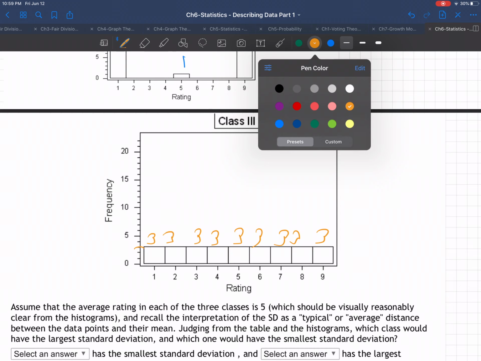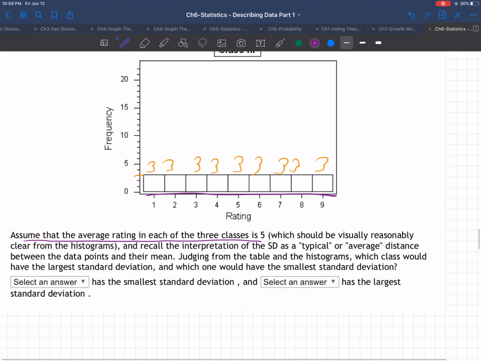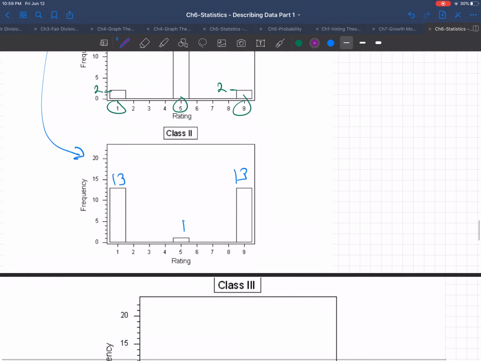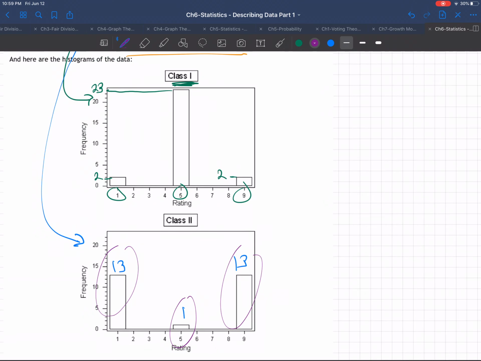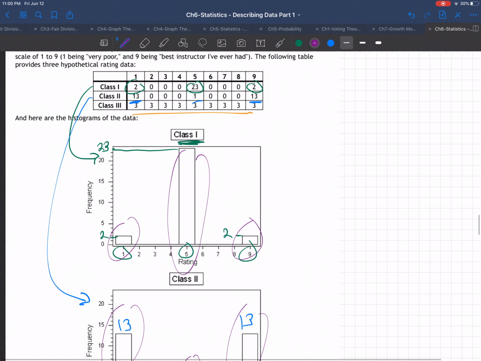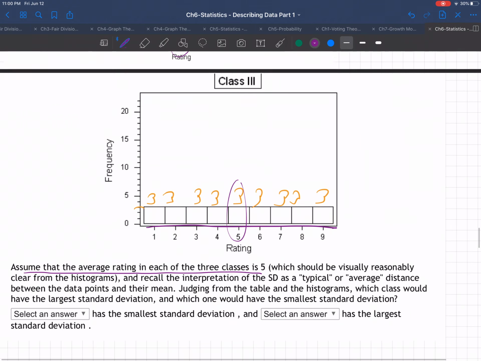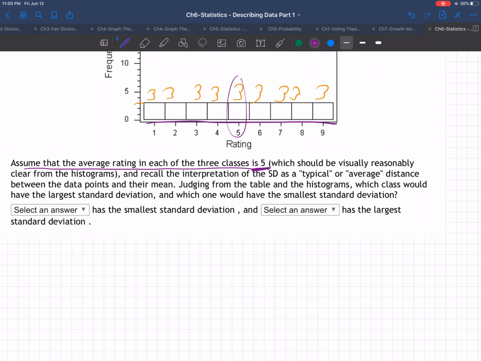Okay, so what are we doing on this problem? The question is, assume that the average rating in each of the 3 classes is 5. It looks like it, right? The middle is 5. This data set's evenly spread, and the middle is 5. The average in this one is 5 because there's the same amount on the bottom and the top. The average on this one is 5 because there's only 1 top and bottom, or 2 above and below that. So all 3 classes got an average rating of 5. See how 5 is the middle for all 3 pictures? 5 is the middle, it's the average.